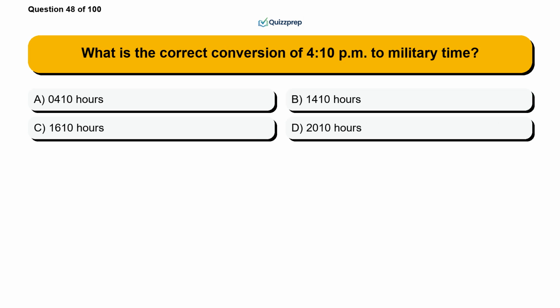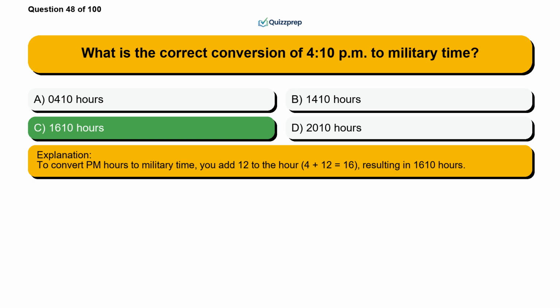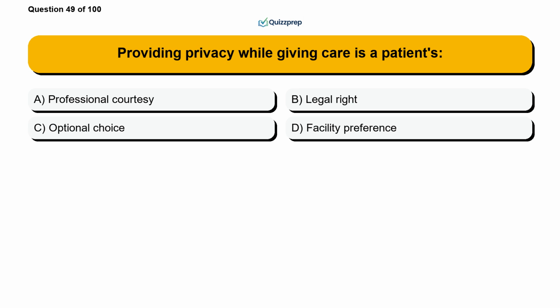Question 48. What is the correct conversion of 4:10 p.m. to military time? Option A, 0410 hours. Option B, 1410 hours. Option C, 1610 hours. Option D, 2010 hours. The correct answer is option C, 1610 hours. To convert PM hours to military time, you add 12 to the hour. 4 plus 12 equals 16, resulting in 1610 hours.